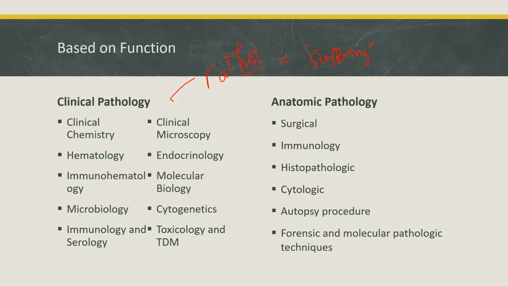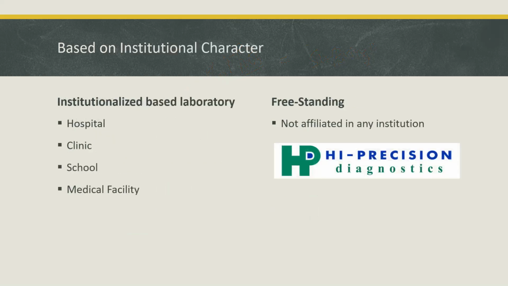Okay? Minsan, a hospital can be both clinical and anatomic. A laboratory can be a clinical pathology at the same time anatomic pathology. Or a laboratory can only be a clinical pathology or can only be an anatomic pathology. Okay? I hope it's clear. Now, based on institutional character, this is what I was telling a while ago. Is it an institution-based laboratory or a freestanding laboratory?